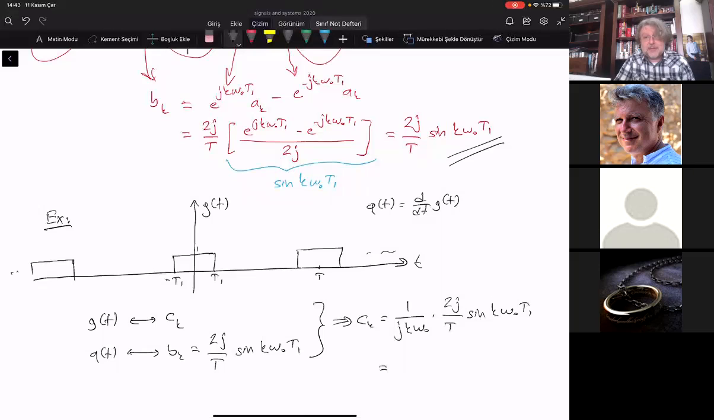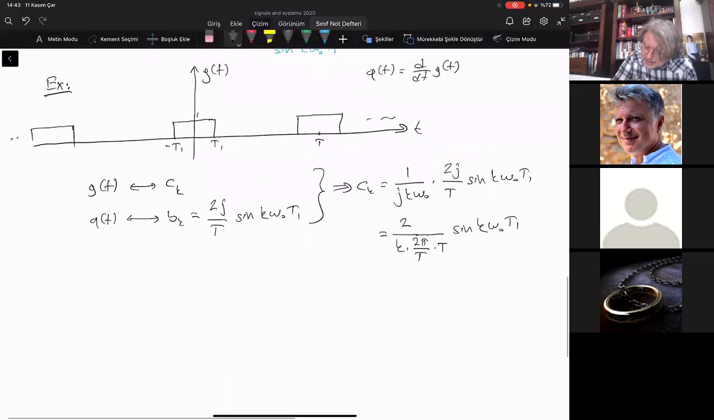Now let's try to simplify it a little bit. The j's will go away and we will have 2 over k times omega 0, which is 2 pi over capital T, and then we have capital T again times sine k omega 0 t1. These T's will also be cancelled. The j's were cancelled already, and the 2's will cancel, and I will have sine k omega 0 t1 divided by k times pi.